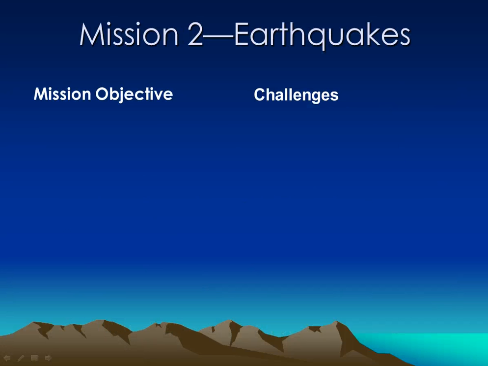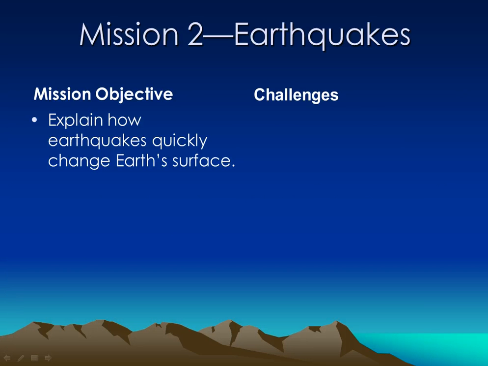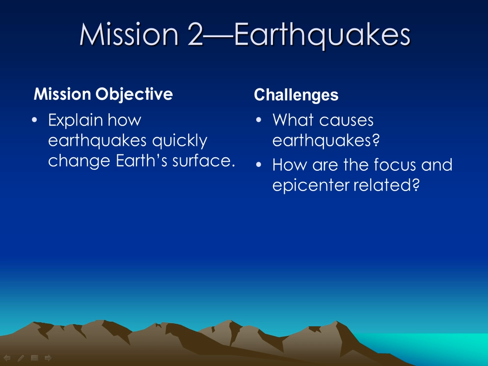Level 2, Mission 2 is on earthquakes. Our mission objective is to explain how earthquakes quickly change Earth's surface. Here are our challenge questions that you'll need to be able to answer throughout this mission. What causes earthquakes? So what happens on or beneath Earth's surface to cause earthquakes to happen? These are vocabulary words. How are the focus and epicenter related?